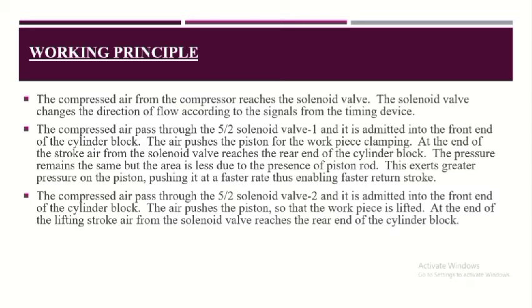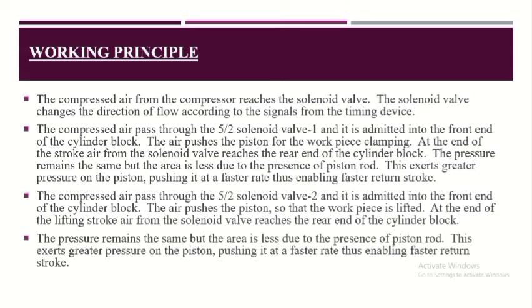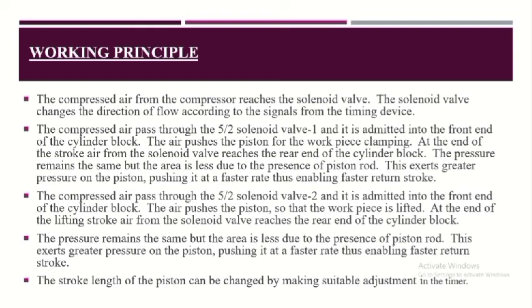The compressed air passes through the 5x2 solenoid valve and is admitted into the front end of the cylinder block. The air pushes the piston so that the workpiece is lifted. At the end of the lifting stroke, air from the solenoid valve reaches the rear end of the cylinder block. The pressure remains the same, but the area is less due to the presence of the piston rod. This exerts a greater pressure on the piston, pushing it faster and enabling the faster return stroke. The stroke length of the piston can be changed by making suitable adjustment in the timer.